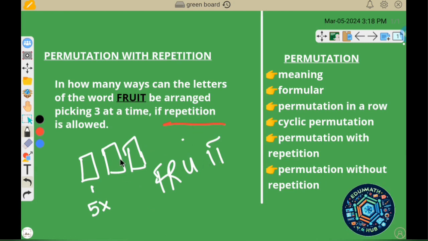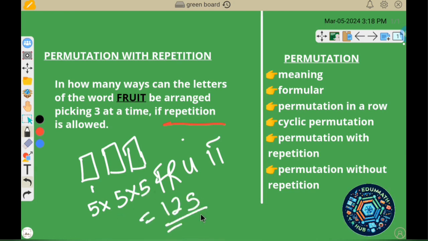Then this second box can go for these 5 letters. So this part will be 5. Now there's no deduction. It's still fruits because it is with repetition. Then this last box can go with any of the letters fruits. Any of the 5 can go into here. So you have 5 times 5 times 5, which will give you 125 as your answer. So there are 125 ways of arranging letters of the word fruits, picking 3 at a time with repetition.